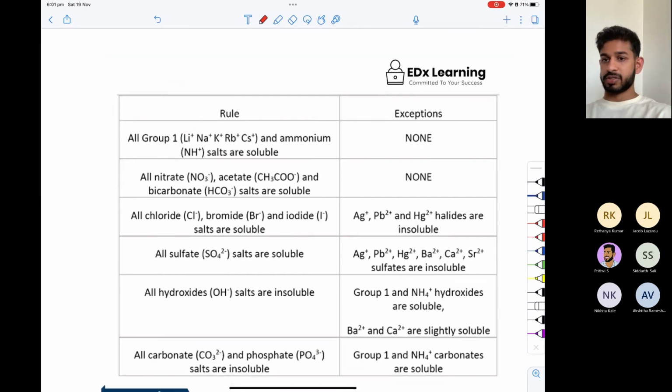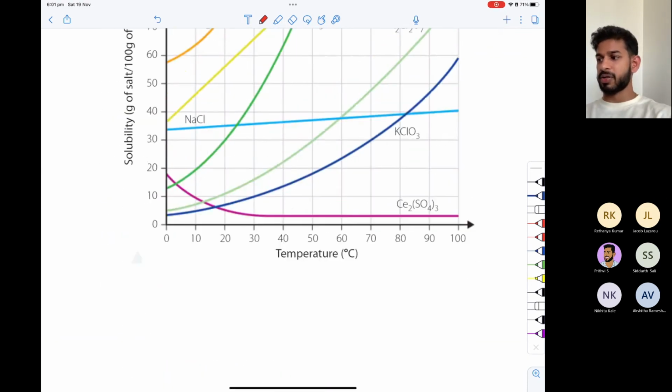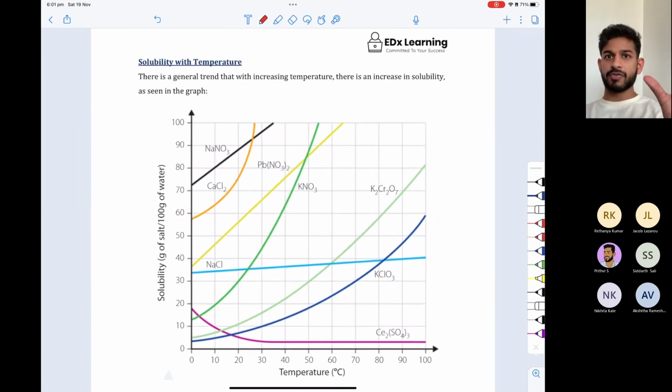Good. You don't need to know the solubility table for now. Have a look at it in your own time. Now, this graph, there's only one thing you'll need to know, which is the general trend in solubility with temperature. Of course, there are exceptions, and I'm sure we can see the exceptions here. But Jacob, what is the main trend that you can see that happens to solubility with temperature?